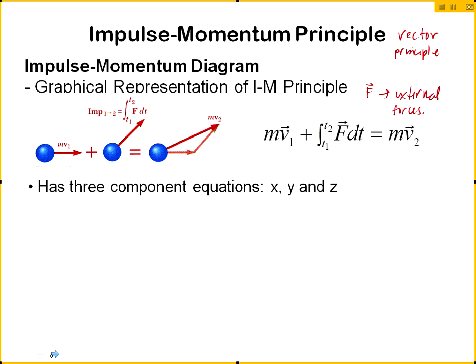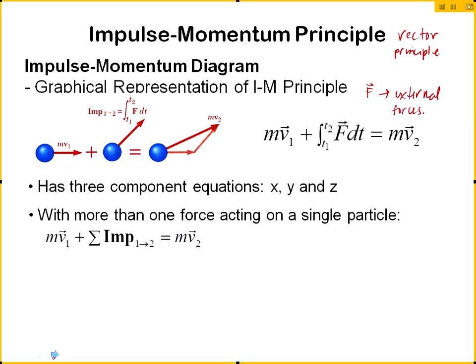And being a vector principle, it may have three components. It can have x, y, z, or it can have normal and tangential. It can have radial and transverse. It will depend on which one's appropriate.